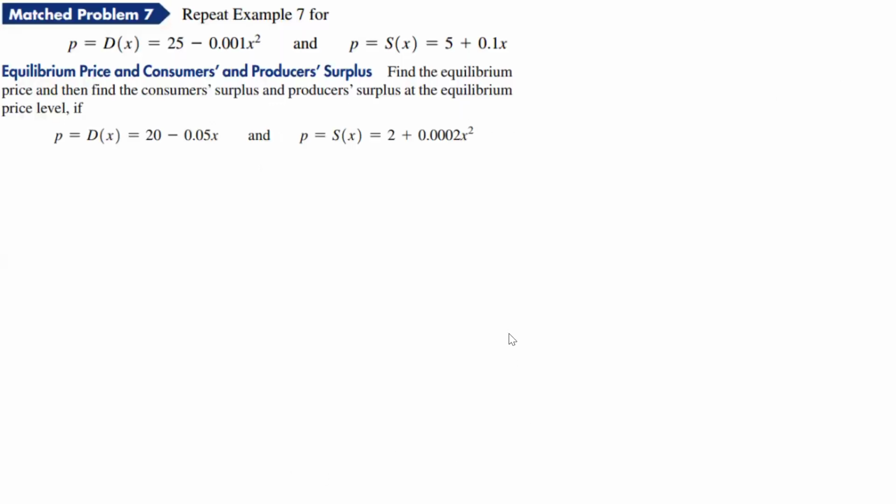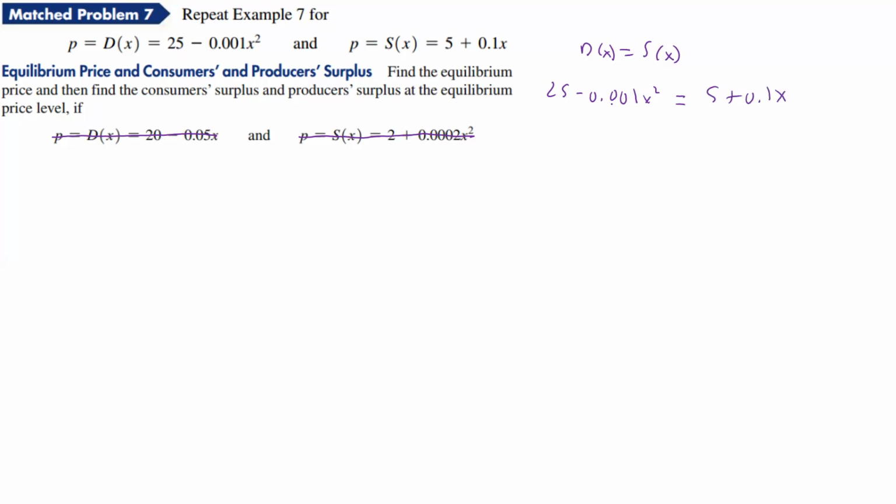So what we're going to do in this problem is set these equal, and I'm going to go ahead and cross these out. Otherwise, I'm going to use these because those are more prominent, and we're going to use these equations instead. So we're going to set D of x equal to S of x, and then we're going to find x bar. All right, so if we set those equal, what do we have? We have 25 minus 0.001x squared equals 5 plus 0.1x.